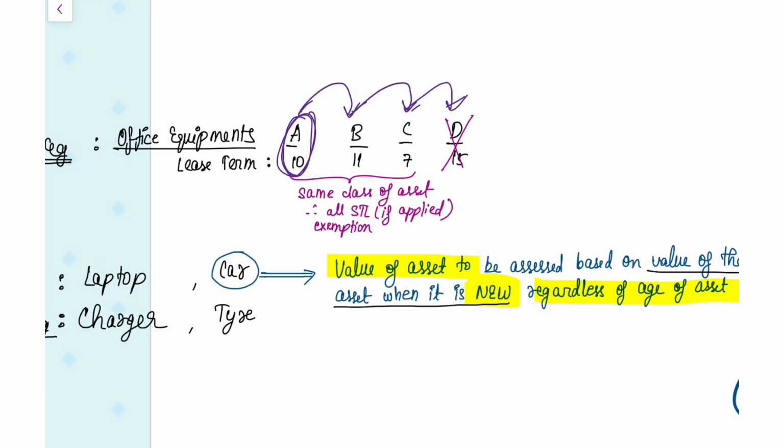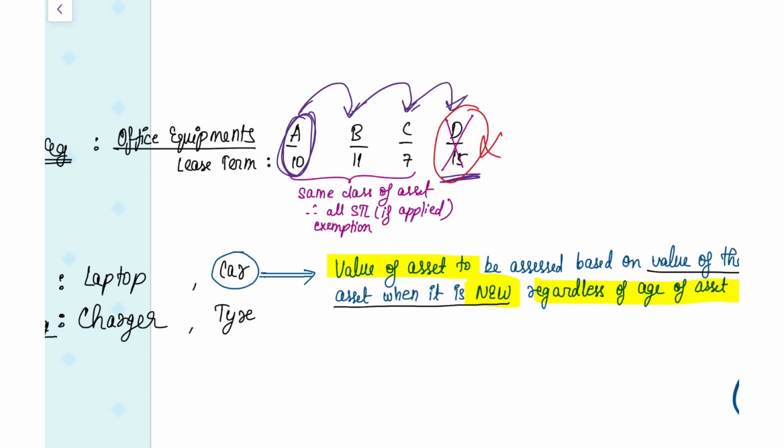Understood? Now suppose here there are A, B, C and D. A has a lease term of 10 months, B has 11 months, C has 7 months, D has 15 months. Now 15 months is more than what? 12 months. So on D you cannot apply the short term lease exemption. D will go out of the radar. Now you have 3 office equipments left. A has already come under the short term lease exemption. Now what about B and C, which are coming under the same class of assets?